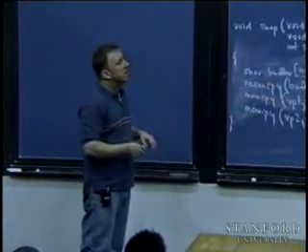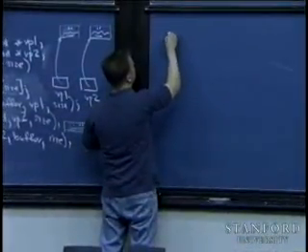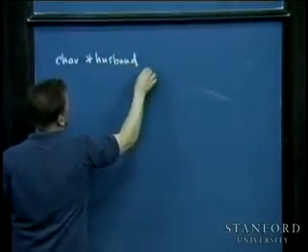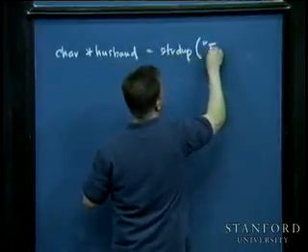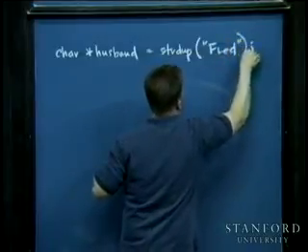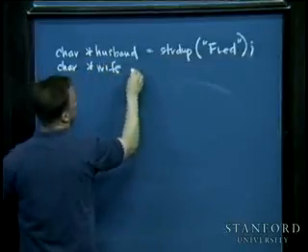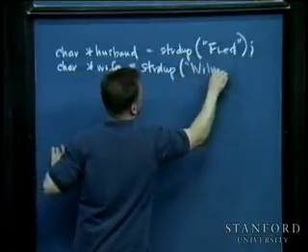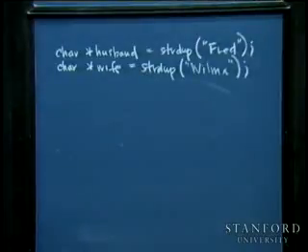Let me write this block of code right here. There are so many ways this can be messed up. I have a char star called husband, and I set it equal to strdup of Fred. I have a char star called wife equal to strdup of Wilma. I'm calling strdup here because I want independent copies of these strings to exist on behalf of this little snippet of code I'm drawing right here.